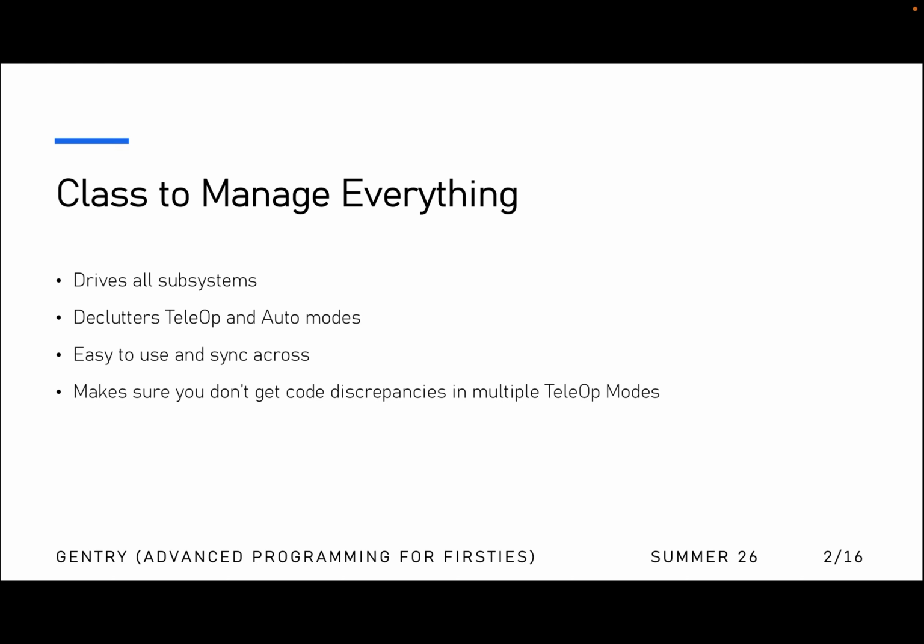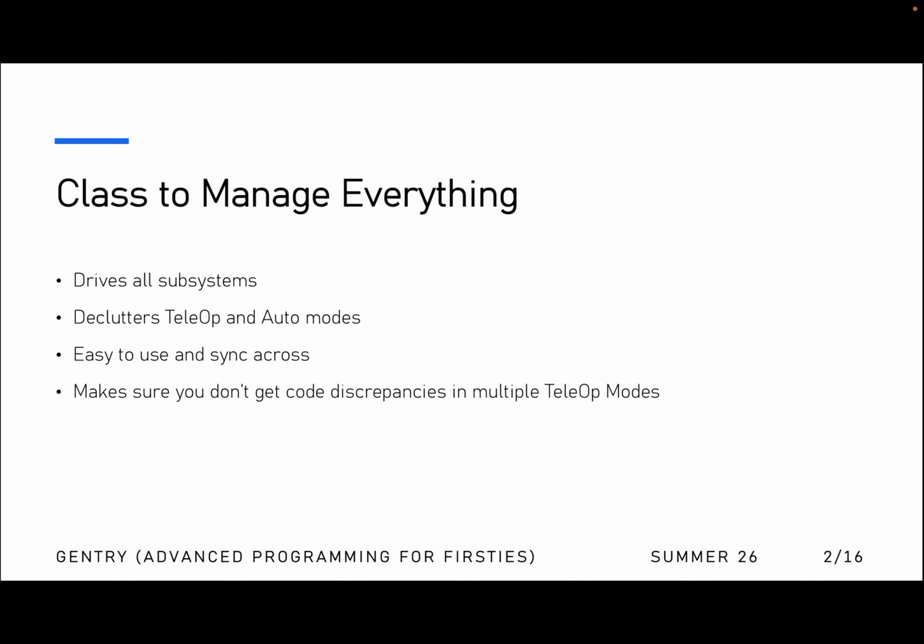Usually you'll have all of your initializations, all of your code is going to be in every teleop and auto mode, right? So all of our DC motor initializations are going to be duplicated and Control-C'd across every single op mode. So what's a way to fix that? We can use hardware classes. They're easy to use and easy to sync across, and make sure you don't get code discrepancies in multiple teleop modes.